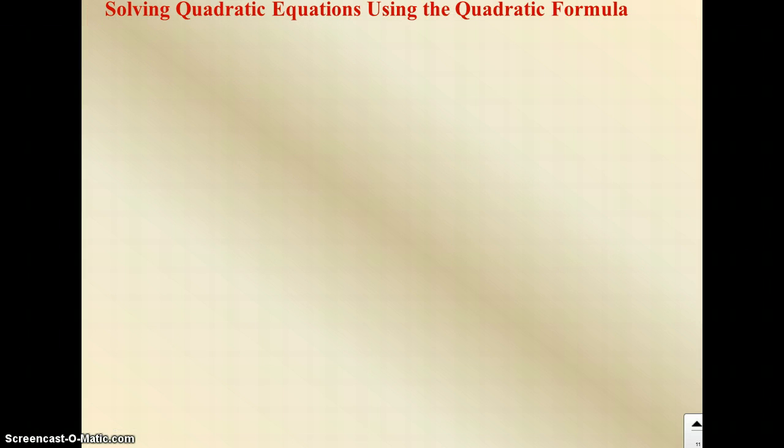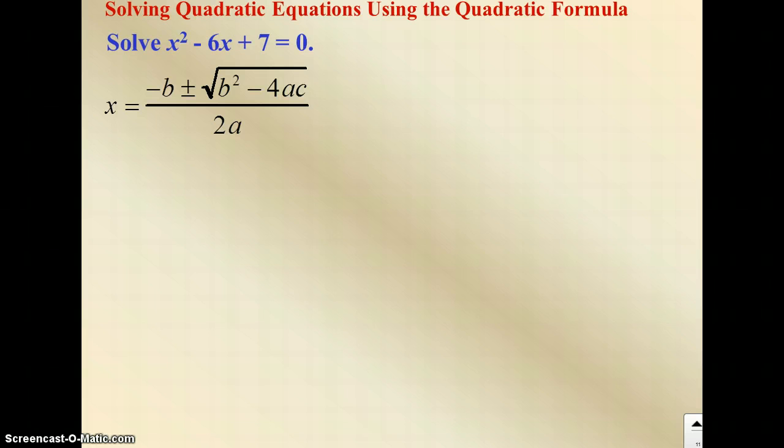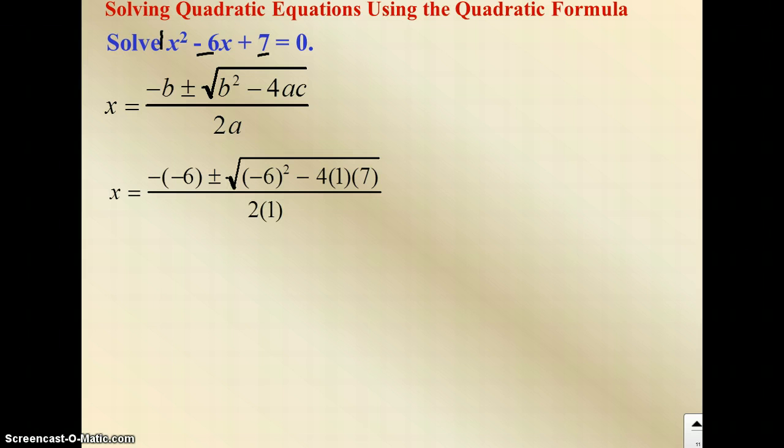Let's try another one. Solve this equation. Again, there's my quadratic formula. I know that a is 1, b is negative 6, c is positive 7. Substitute into that formula. There's what we get. b is negative 6, a is positive 1, and c is positive 7. Simplify.